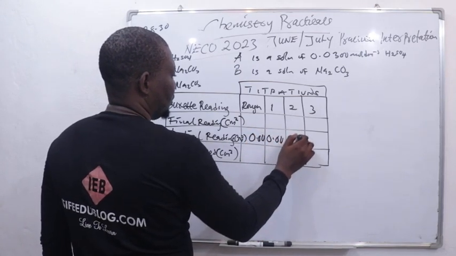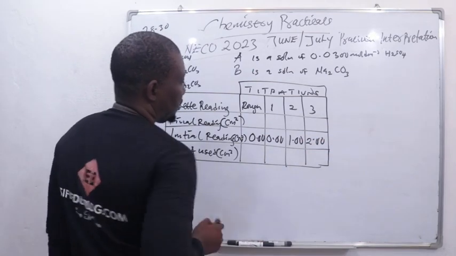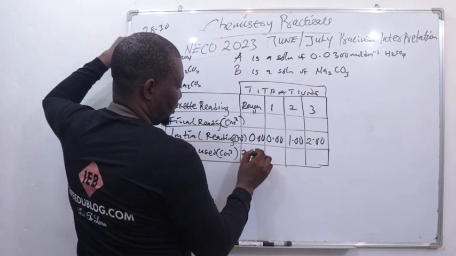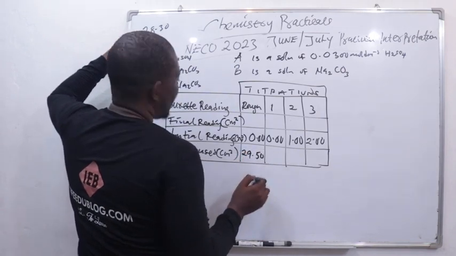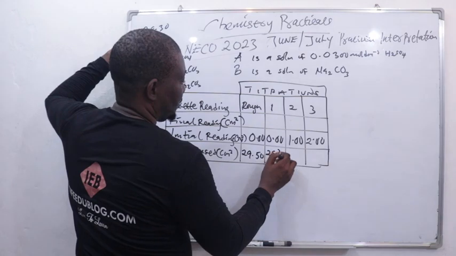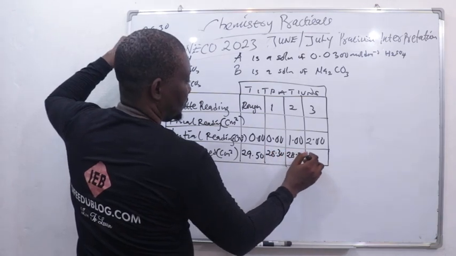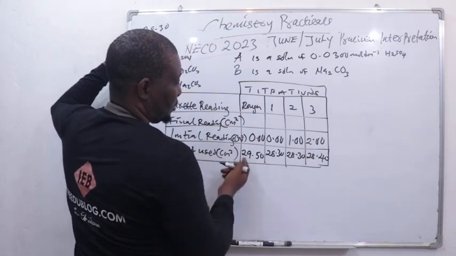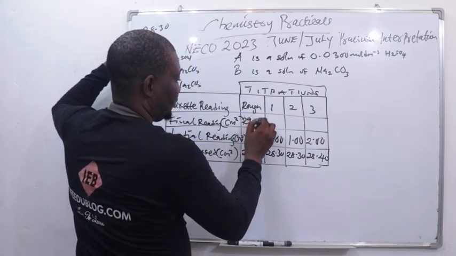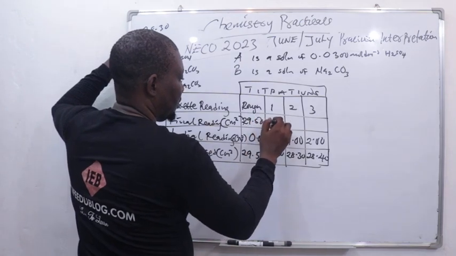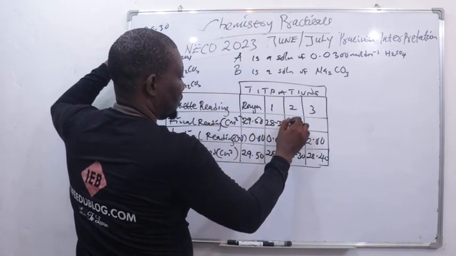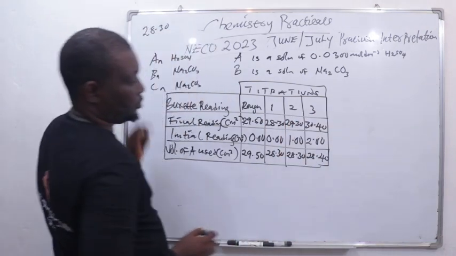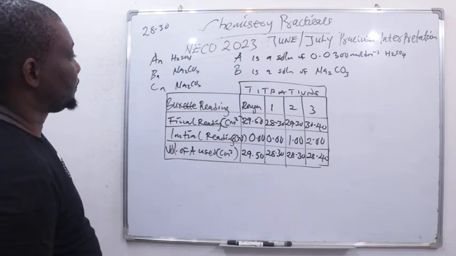You likely may use 0.00 here, 1.00 here, 2.00 here. Since this is rough, you can just put this figure as 29.50. You can come down to this here: 28.30, 28.40. You may have something like this: 29.50, 28.30, 29.30, 30.40. Okay, this is what we have for the table.